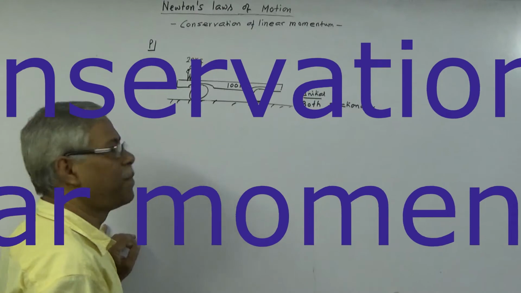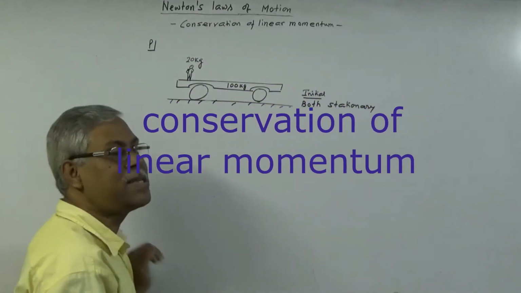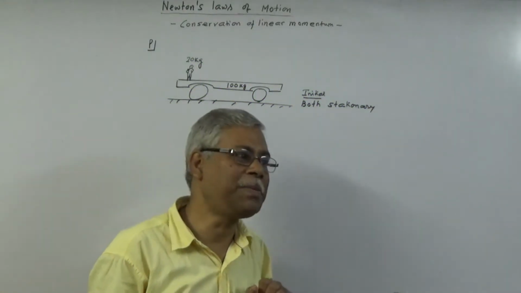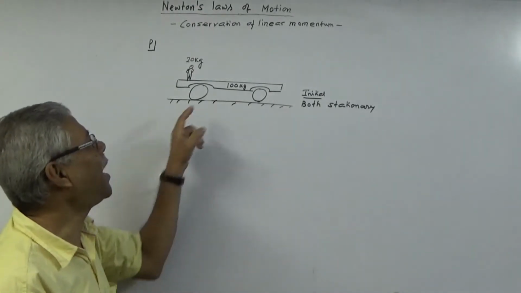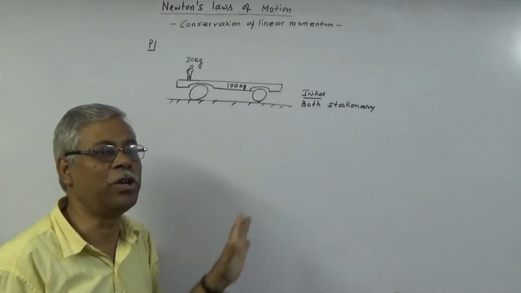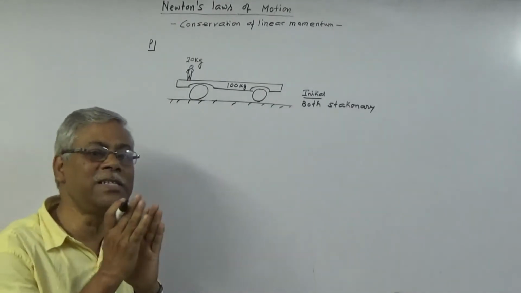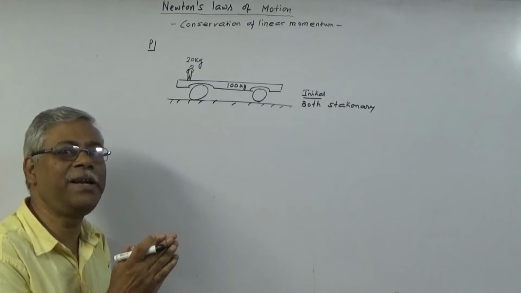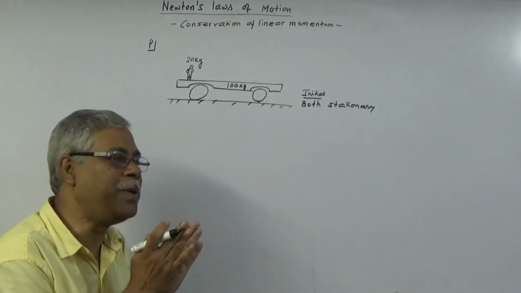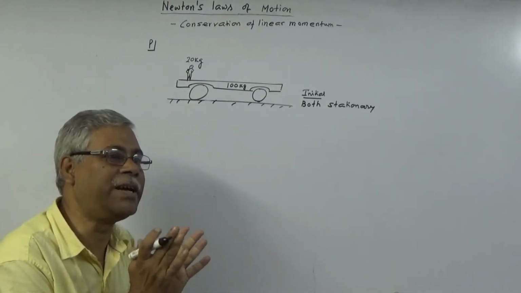Both are stationary. Finally, the kid has started moving at 2 meters per second. The question is, at what speed will the trolley move? Now, what is this 2 meters per second? 2 meters per second is the normal speed at which the kid can walk.